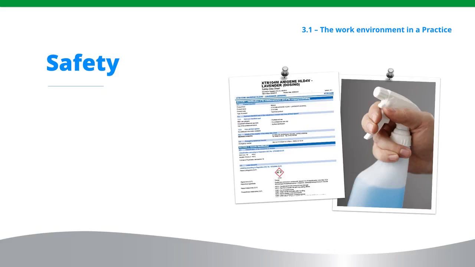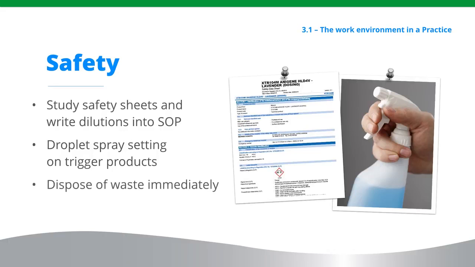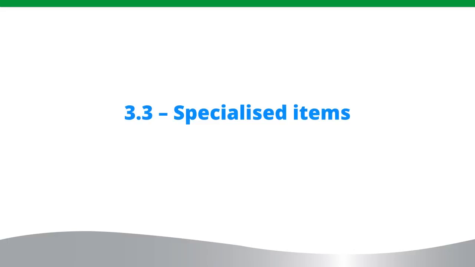Just like reading the label on pharma products, you should always study the product label and material safety data sheets before using any chemical for the first time, so you can understand the recommended dilution strengths. These should then be written into the SOP to ensure they are always used correctly. Trigger sprays are best set on the droplet spray setting to diminish inhalation risks. Dispose of waste immediately and securely to avoid cross-contamination.